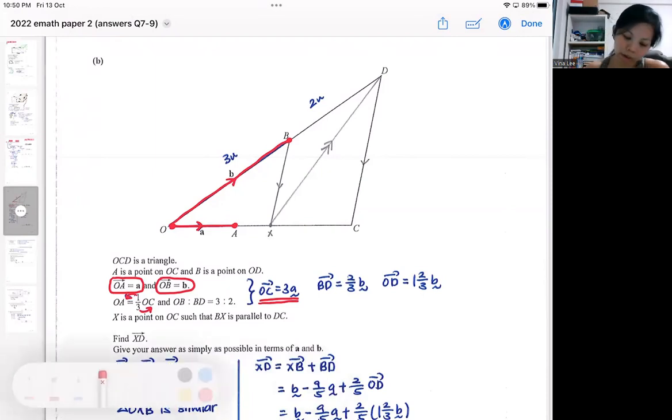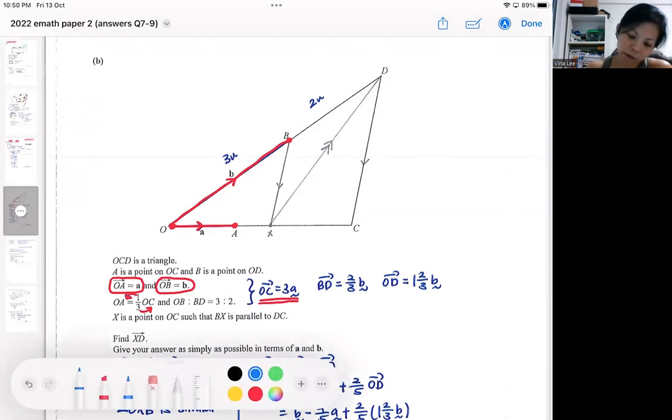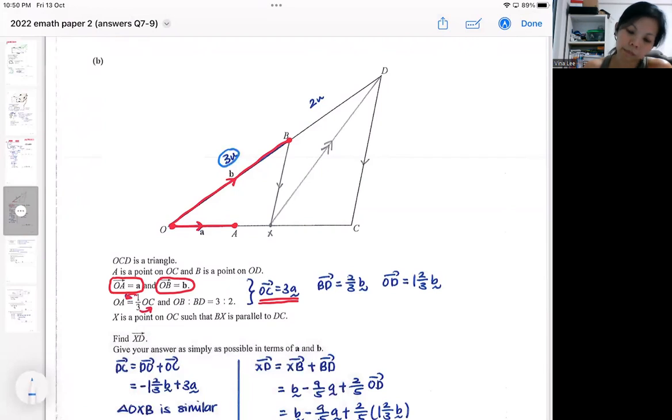Then I'm also given another ratio here. So OB is 3 units, and then BD is 2 units. So in fact, from here, I can find out what this vector is. You can think very primary school. You can think like B is 1 unit. This one is 3 units.